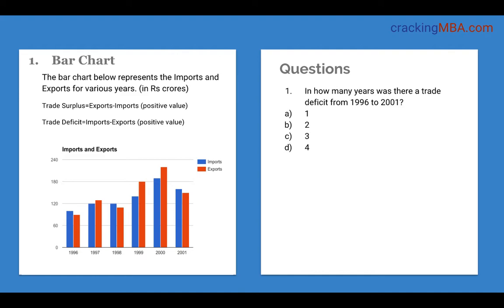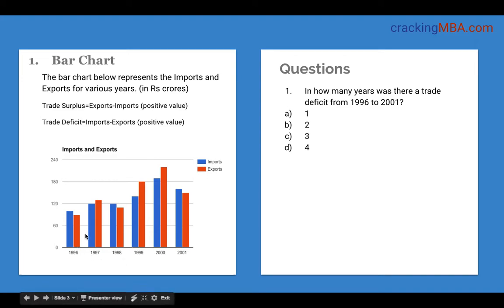We can see that the y-axis represents the values. For 96, we can see the value lies between 60 to 120, but we don't need to know exactly whether it's 90 or 100 or 80. All we need to know is where we have the import being greater than the export. That's when you have a trade deficit. So if we look from 96 to 2001, we can clearly see that for those where the blue line is greater than the red line, there is a trade deficit.